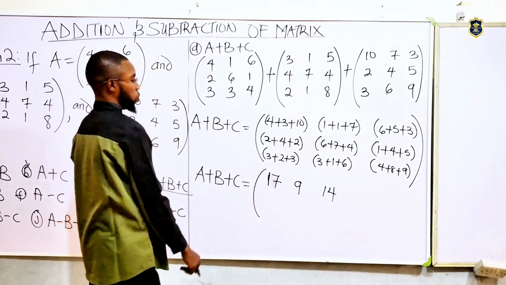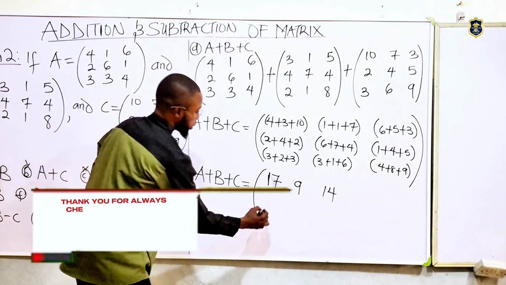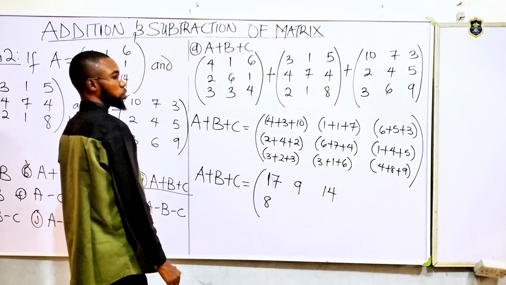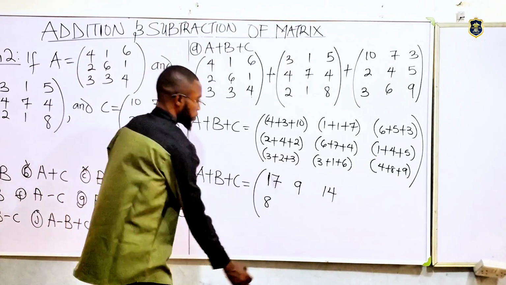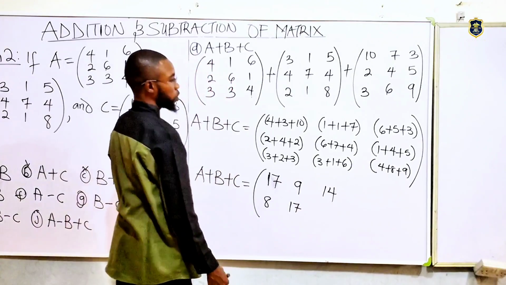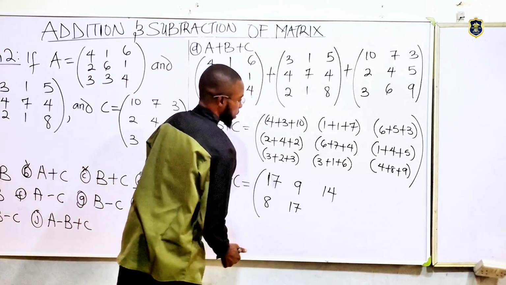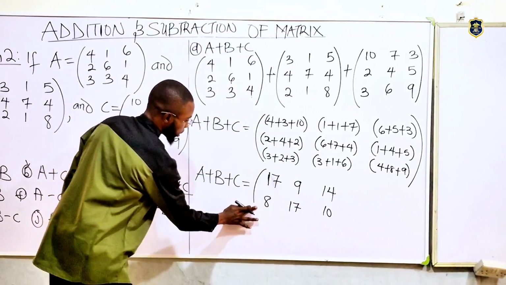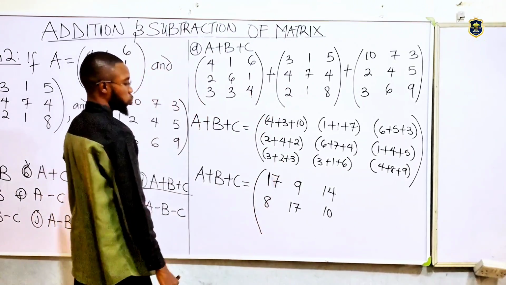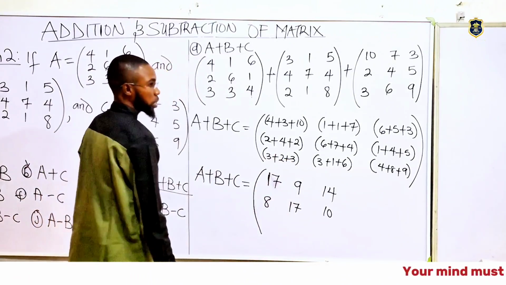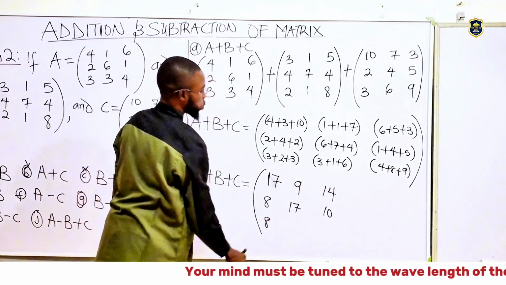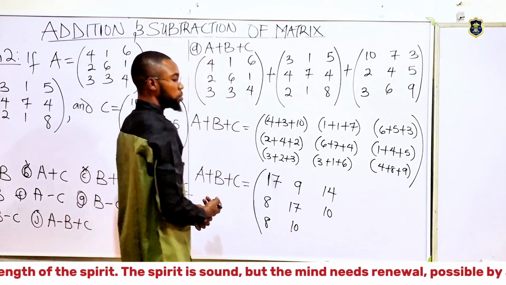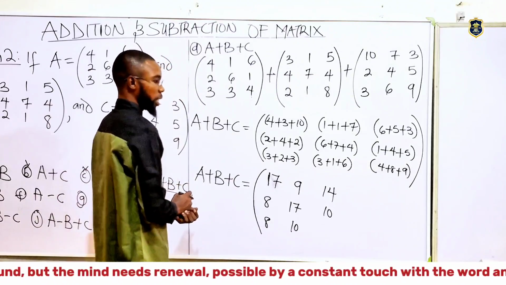So 2 plus 4 is 6, and 6 plus 2 is 8. Then 6 plus 7 is 13, and 13 plus 4 is 17. Then 1 plus 4 is 5, and 5 plus 5 is 10. Then 3 plus 2 is 5, and 5 plus 3 is 8. Then 3 plus 1 is 4, and 4 plus 6 is 10. Then 4 plus 8 is 12, and 12 plus 9 is 21.